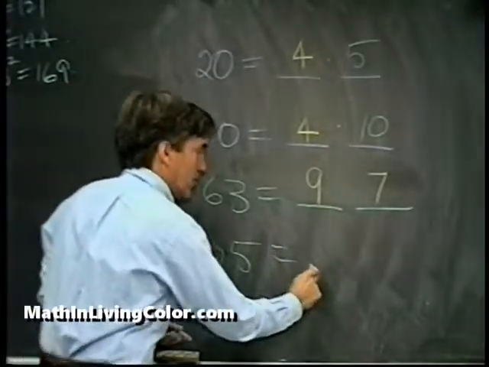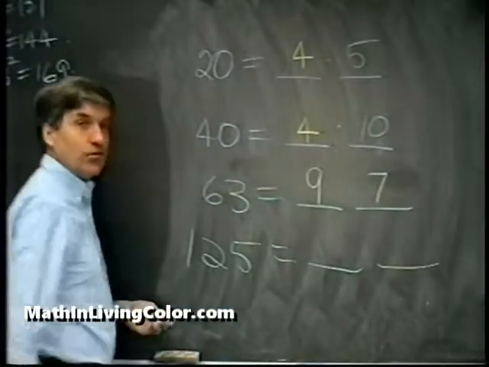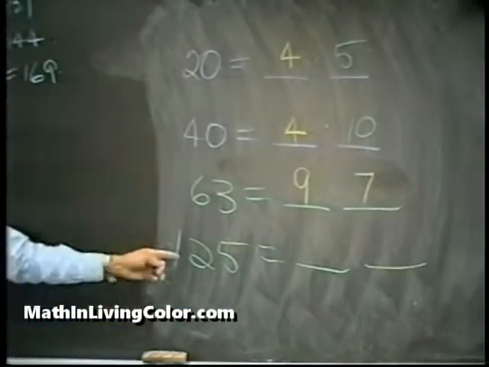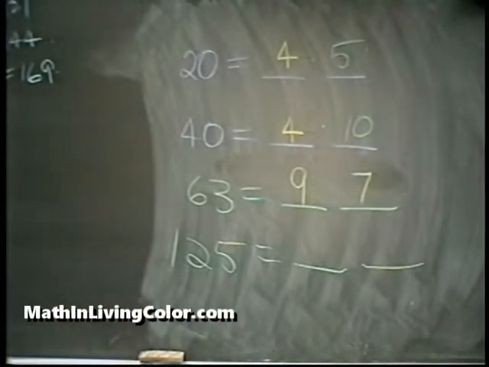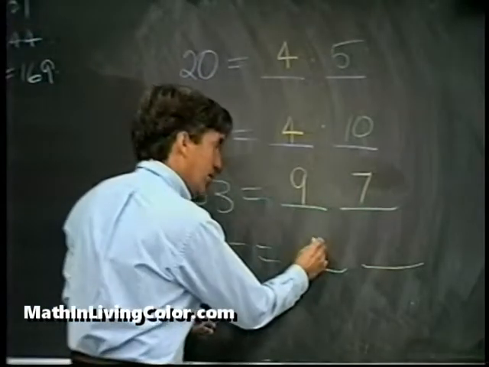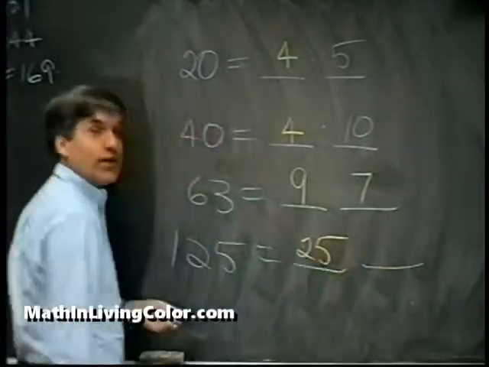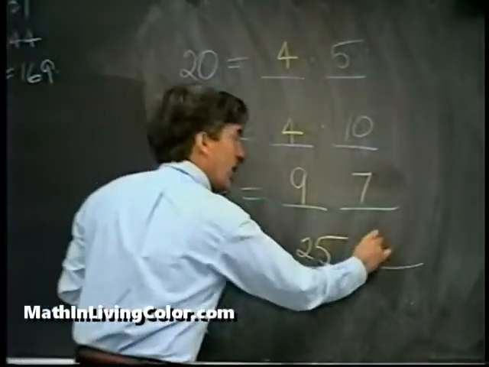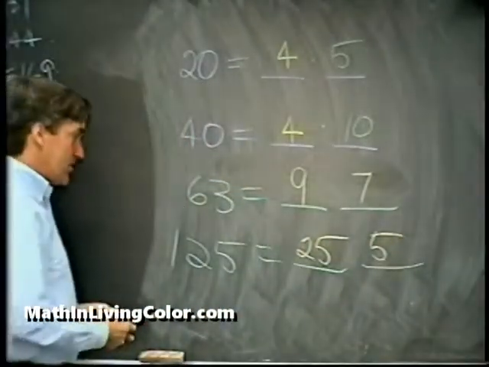All right, how about 125? What times what? What perfect square goes into 125? You might need to look at the list. Hopefully you have your own. 25, did I hear? Yes. 25 times 5. Okay? All right, let's think of another number.